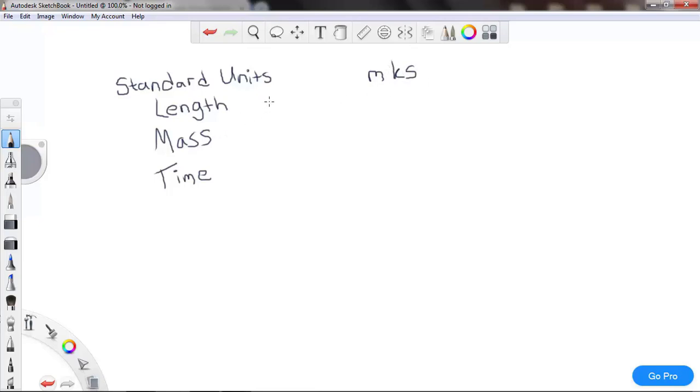So our unit of length is going to be meters. When we write this for a unit, it's going to be abbreviated with a lowercase m. Our mass is going to be given as kilograms. So when we write this as a unit, it's a lowercase kg, and our time is going to be represented as seconds.